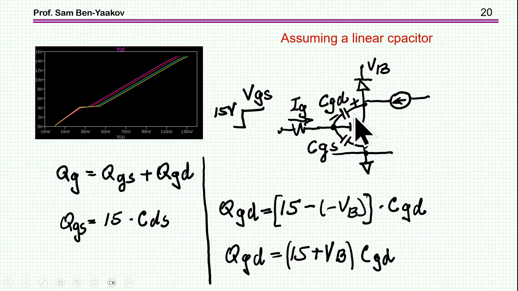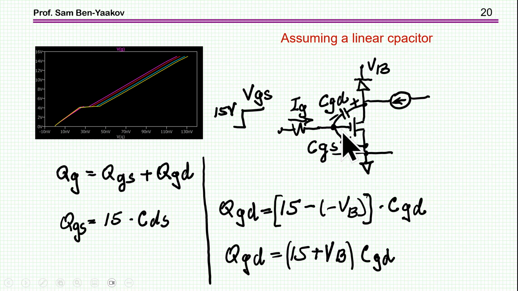Now, what about this one? This is more tricky because, first of all, we are charging it a little bit, and then this voltage at the drain starts to drop. To sustain this drop, we need current to pass through the capacitor. This current is coming from the input. So let's not worry about what's happening in between. Let's see at the beginning and at the end.